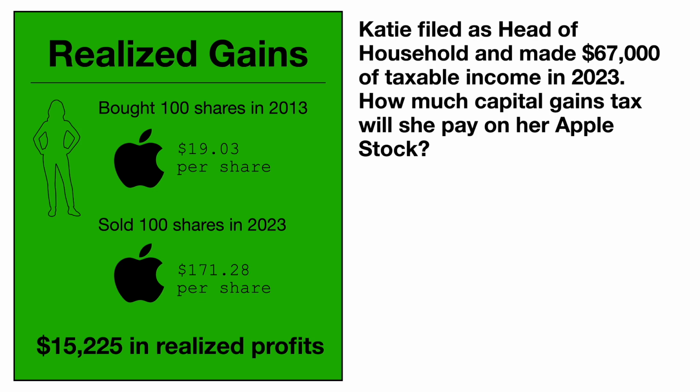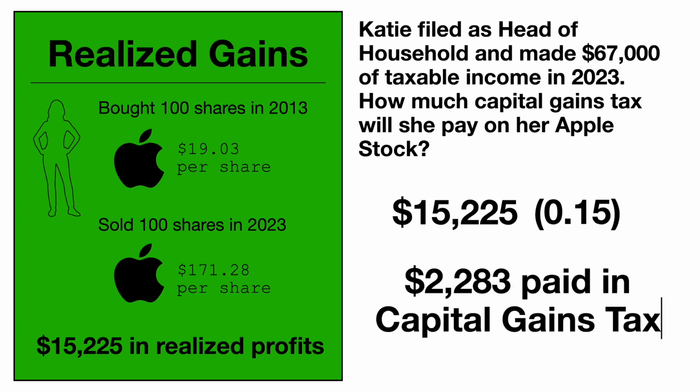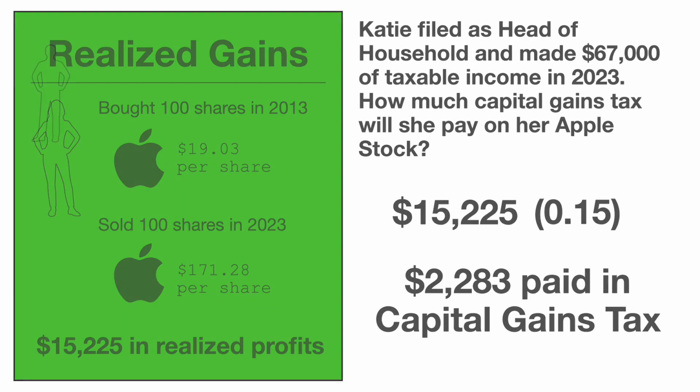So now let's calculate that. So $15,225 in realized profits, and you're just going to multiply that by 15%. And that means she's going to pay $2,283 in capital gains tax. Let's do one more example. Let's look at Jordan here.